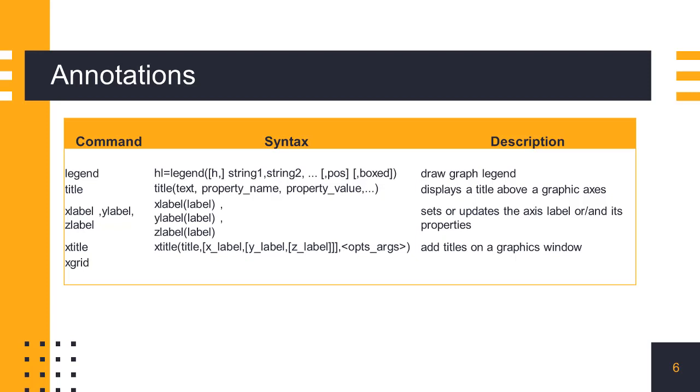Annotations on the plot are required to understand the type of data plotted in the axis. For that, Scilab has additional functions for annotating the plots. We can add legends and titles to the plot. We can set labels for all the axes. We can also turn on grid using xgrid function.